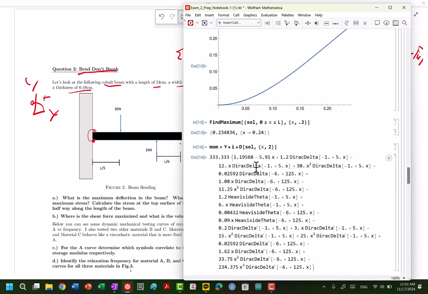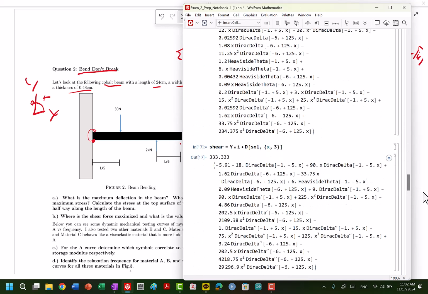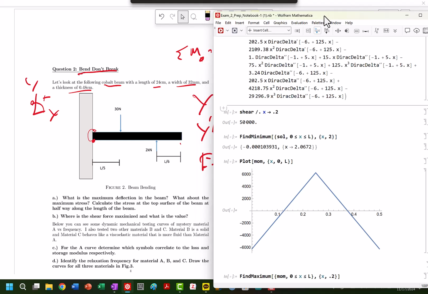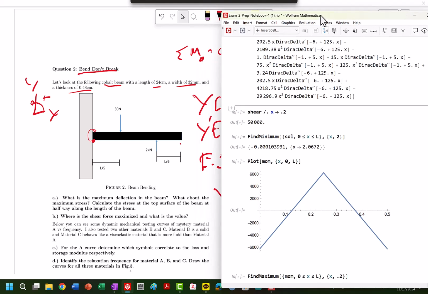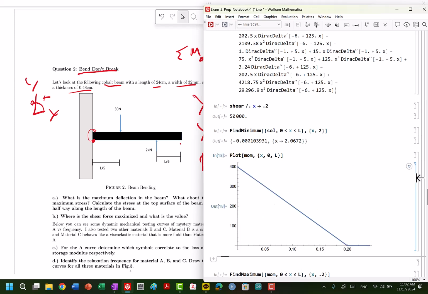So there's my moment. There's my shear force diagram. And we can go ahead. What are we asked to solve for? Maximum deflection. What about the maximum stress? To find the maximum stress, I need to find the maximum of my moment. So I'm going to find the maximum here.